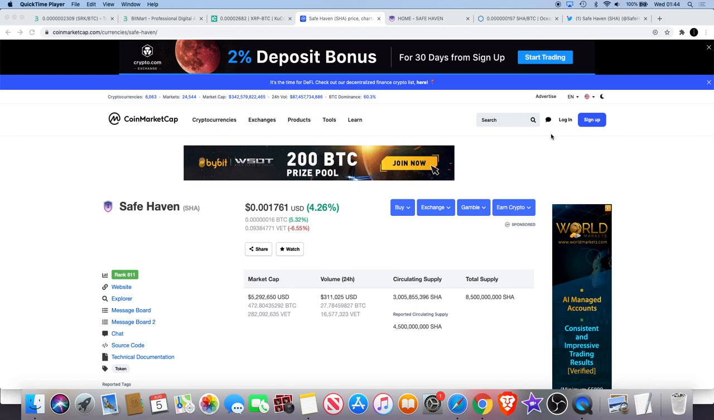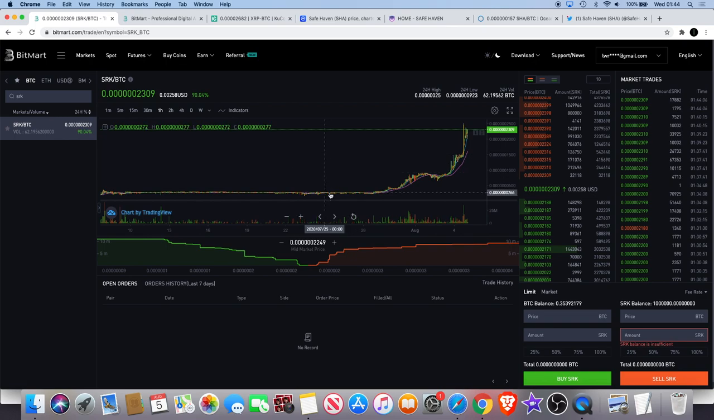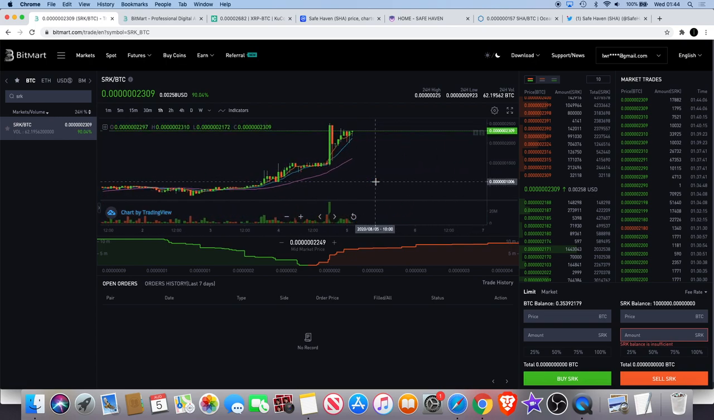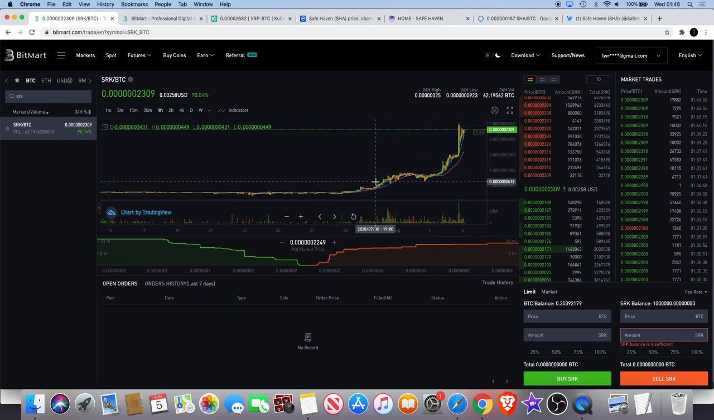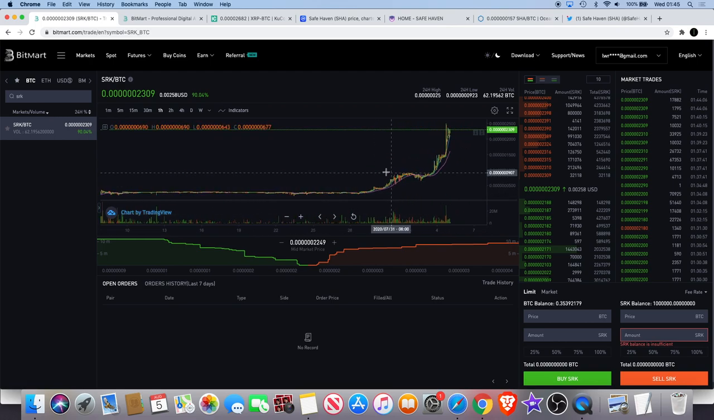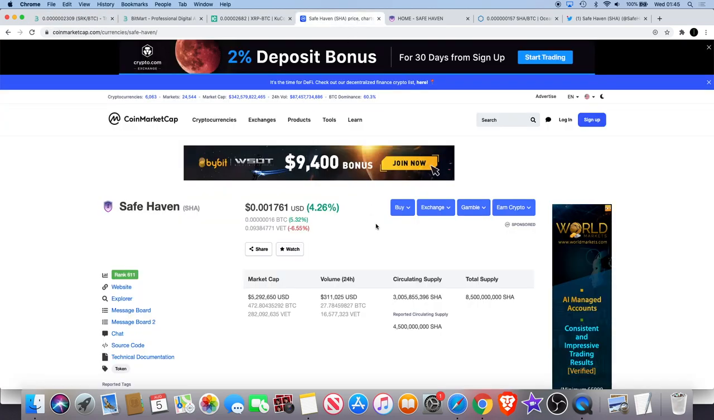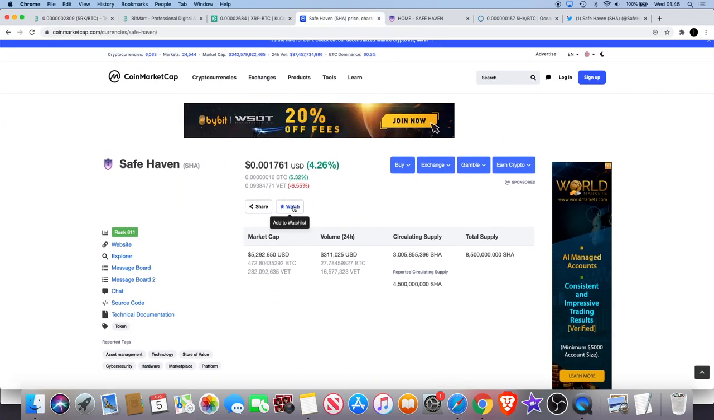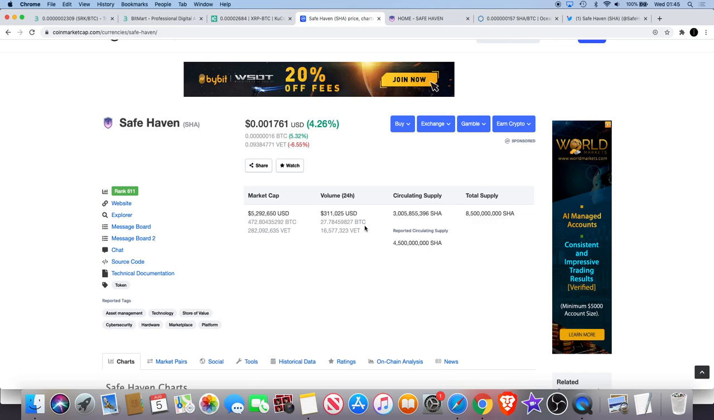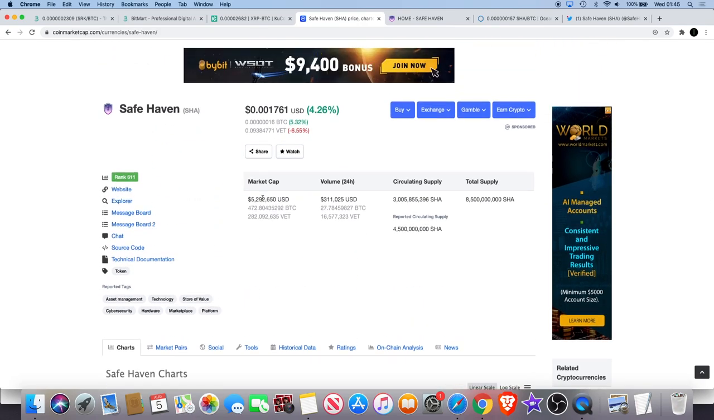Okay. But based on the fact that we have seen Spark Point do a big, massive move already, and a lot of people are thinking that it's quite late for them to jump into this, they may have missed the boat. I still think there's a lot of upside, but based on the feedback that I'm getting from the community, I thought I'd point you to another project that I'm actually about to get into, and that project is Safe Haven, SHA. Now, there's a reason that I didn't jump into it sooner, but we'll start by looking at the market cap.